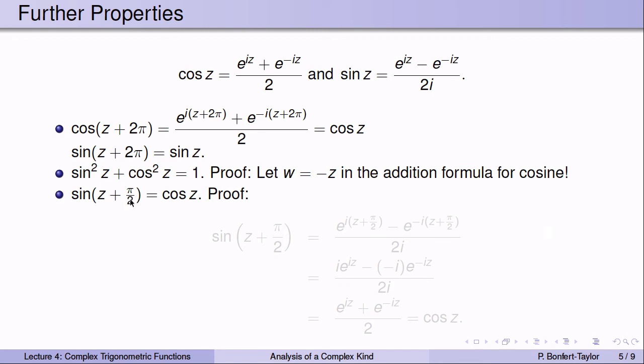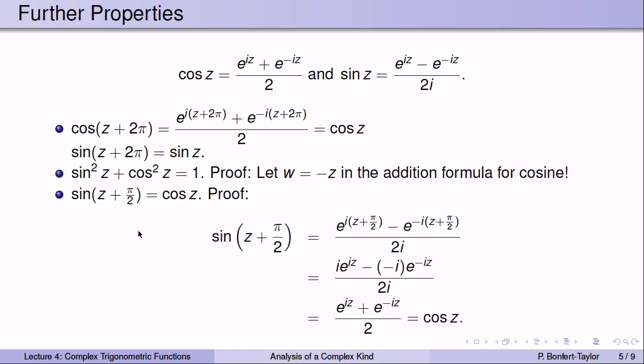Furthermore, sine of z plus pi over 2 gives us back the cosine function, just as it was the case for the real valued functions. Again, it's very simple to prove. We look at sine of z plus pi over 2 and plug z plus pi over 2 into the definition of the sine function. So wherever you see a z, make it a z plus pi over 2. So sine of z plus pi over 2 then equals e to the i times z plus pi over 2 minus e to the minus i times z plus pi over 2 divided by 2i.